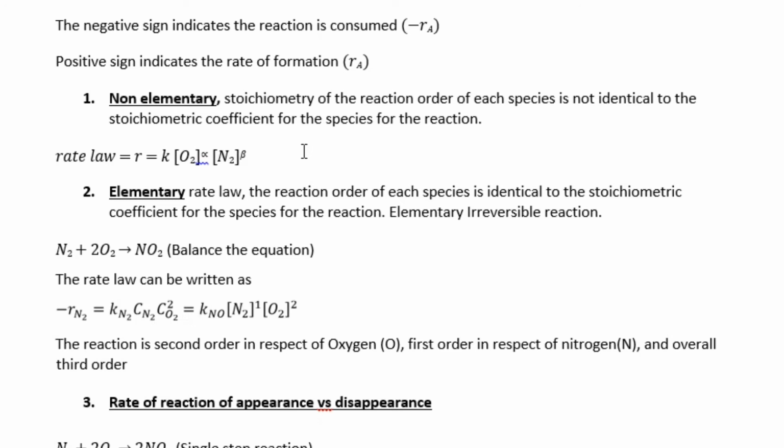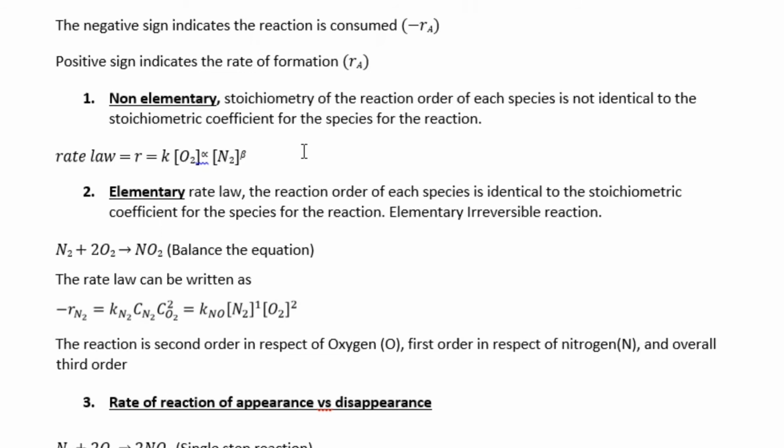But what is an elementary rate law? Well, an elementary rate law simply means the reaction order of each species is identical to the stoichiometric coefficient of the species in the reaction. And by stoichiometry, we are basically referring to the number in front of your chemical when your equation is balanced. For example, we have nitrogen and oxygen to form nitrogen dioxide.